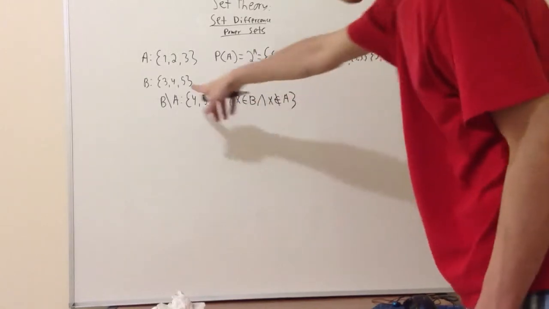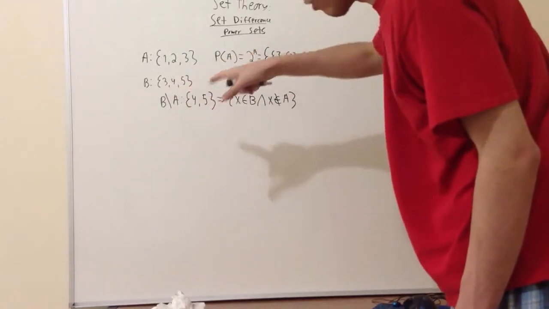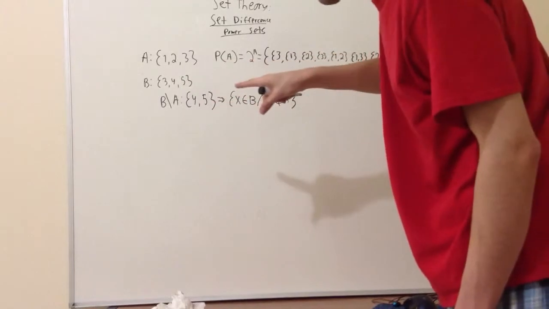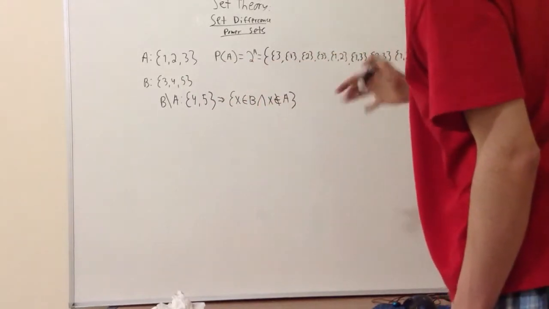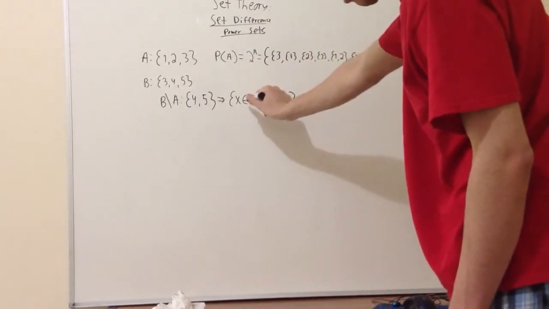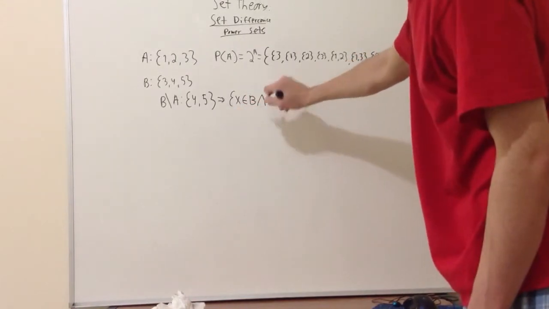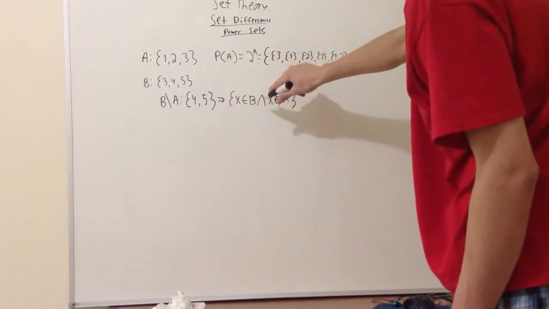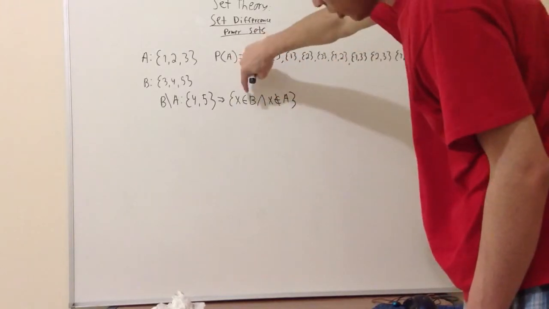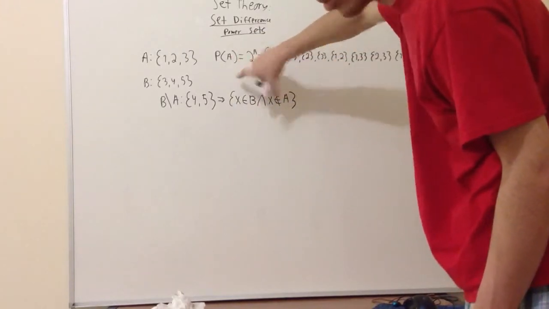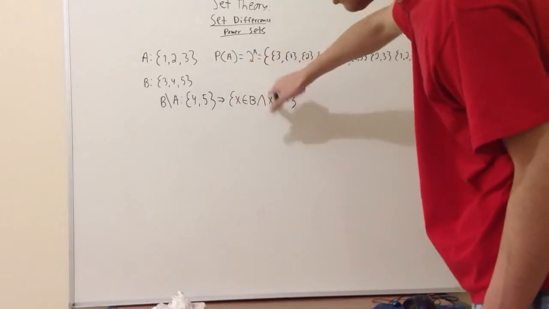And for B, now I'm going to talk about the set difference, and the set difference is defined in this way. You have x is a member of B and x is not a member of A. This is logical conjunction. If you're not familiar with this notation, it just means both this condition and this condition have to be true for this whole expression to be true. That's what this little fancy caret means.